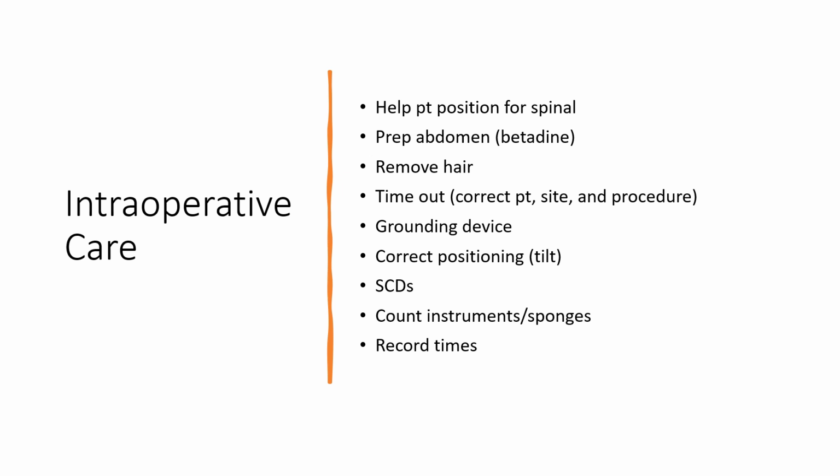If she has any pubic hair, especially by the spot where the incision is going to be made, you're going to shave that. You're going to apply a grounding device because the surgeon uses cautery, so we need to have a grounding device on her leg. SCDs to help decrease the risk of blood clots. You're going to count all the instruments and sponges, and you're going to count them multiple times throughout the case. You're going to prep her abdomen, so you're going to wash it with some betadine or iodine, depending on preference. You're going to perform a timeout, and this is to verify the correct patient, correct site, and correct procedure.